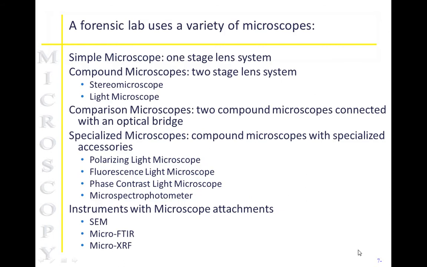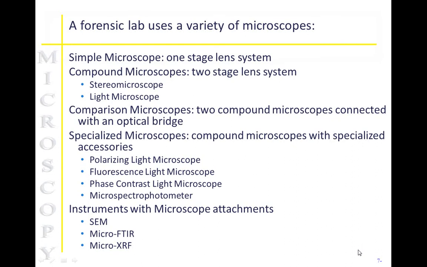In the forensic laboratory, a wide variety of microscopes are used. Depending on the section of the laboratory, they may use a simple microscope, which would be a one-stage lens system, something very similar to a common magnifying glass. Or they may use compound light microscopes, which are two-stage lens systems, either a stereo microscope or a compound light microscope.